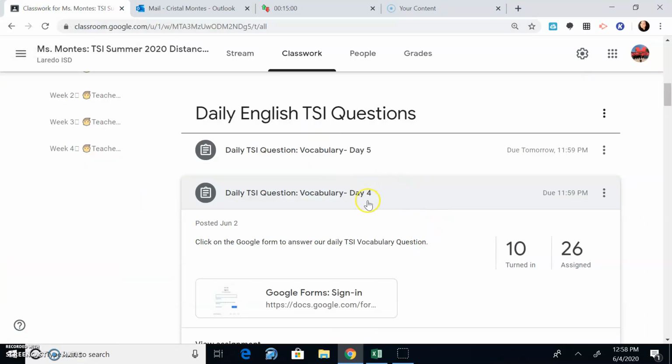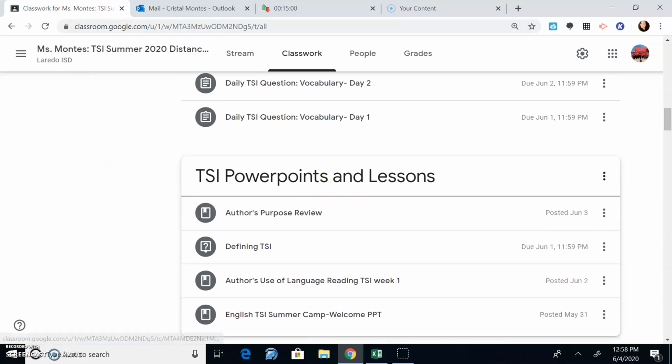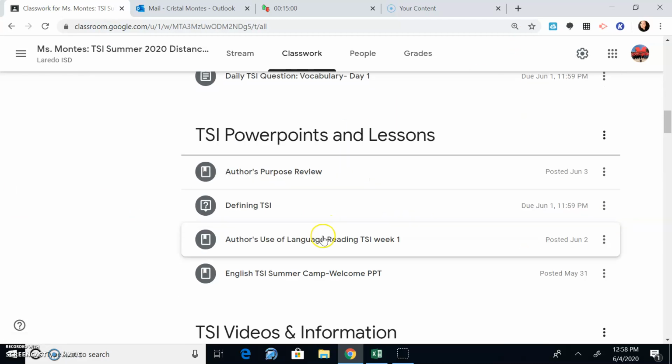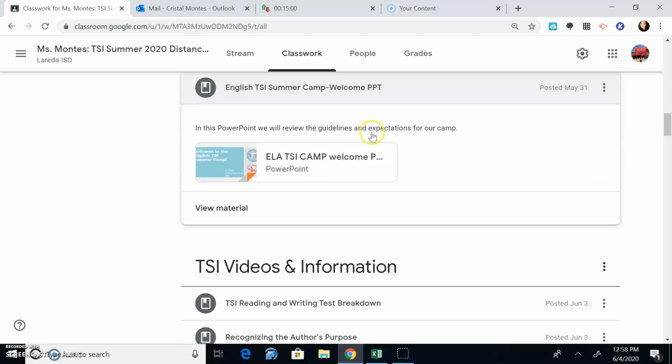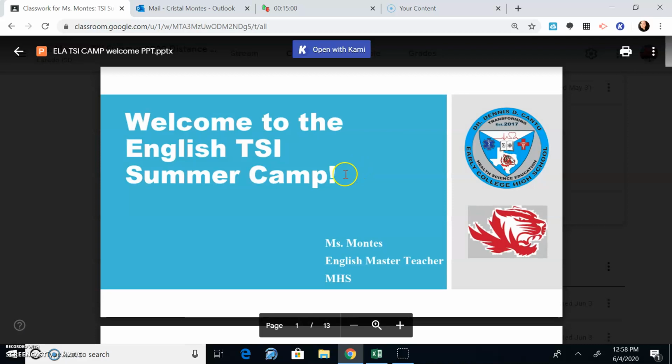Next, we have our TSI PowerPoints and Lessons. Some PowerPoints I create on my own, and then some I do get from the websites that are designed for TSI purposes. So if you did not attend the first day of our summer camp, you are able to click on our welcome PowerPoint, and it's going to provide you all the information. It has my information here.